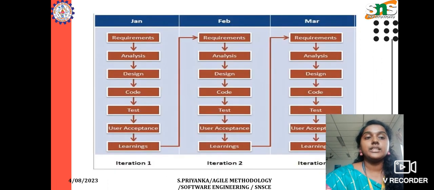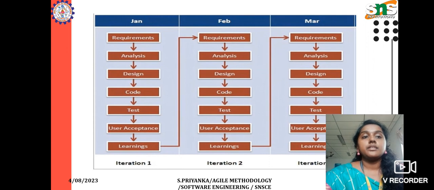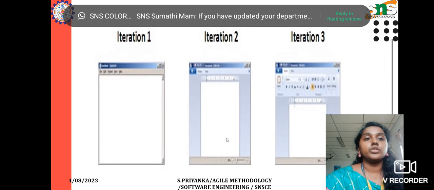Whereas in the agile process, in Jan we find requirements, analysis, design, code, test, user acceptance, and learning. That will be iteration one. In Feb, iteration 2 is repeated, and in March, iteration 3 is repeated. Finally, everything is combined and we get the project right. This is iteration 1, 2, and 3. First is just a blank page, and then we add a ruler, and then all the icons are added to this Word. Thank you.